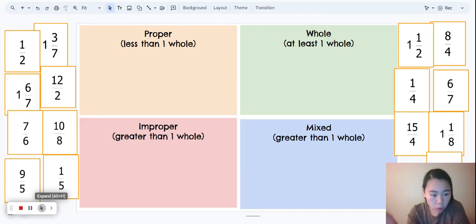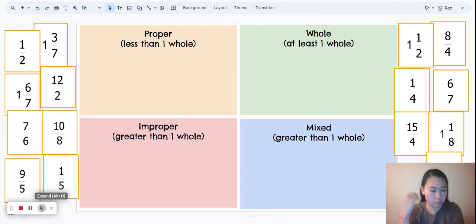Mixed numbers, or sometimes called mixed fractions, are numbers where you can see the fraction and you can see the whole number together. So improper and mixed can be converted back and forth. So improper can be written as mixed, mixed can be written as improper. Those are all numbers that are bigger than 1.